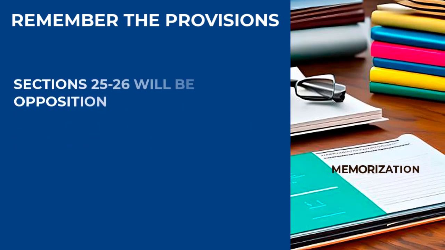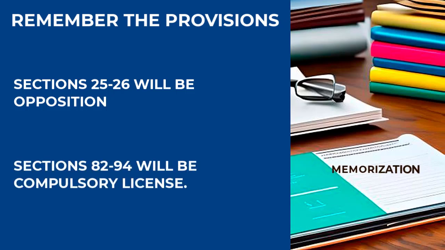For instance, sections 25 and 26 will be opposition. Sections 82 to 94 will be compulsory license. So group them and write the corresponding sections next to it. This is one way, so that you at least know the range in which a particular provision falls.